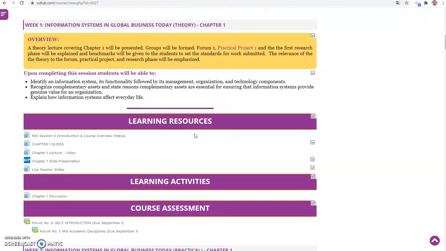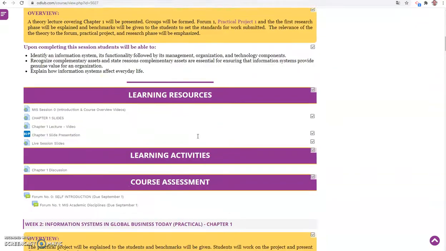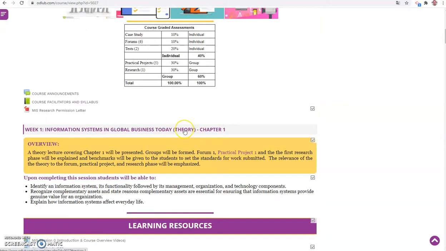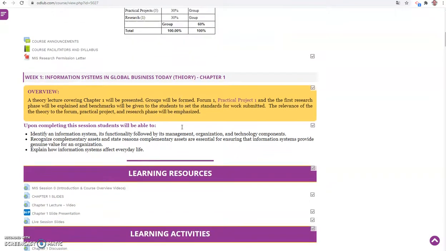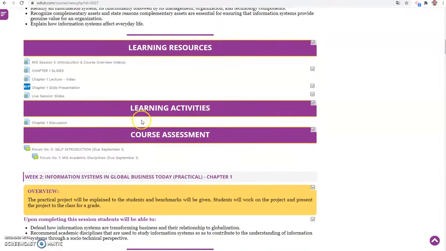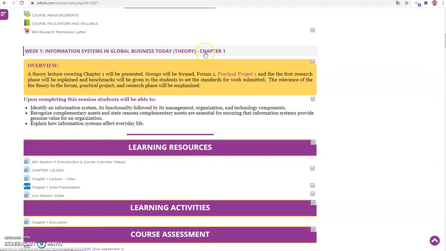Chapter 1, we're going to take the first 3 weeks. See, chapter 1, chapter 1, chapter 1. So the first week we do the chapter 1 theory, where you're required to view the recordings and the slides, and then you have to do the forum. The forum will always be due on the first week of the chapter.